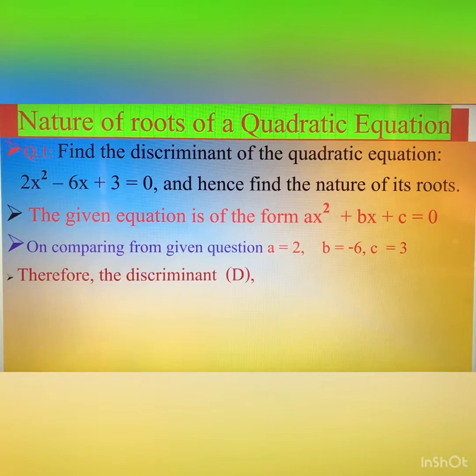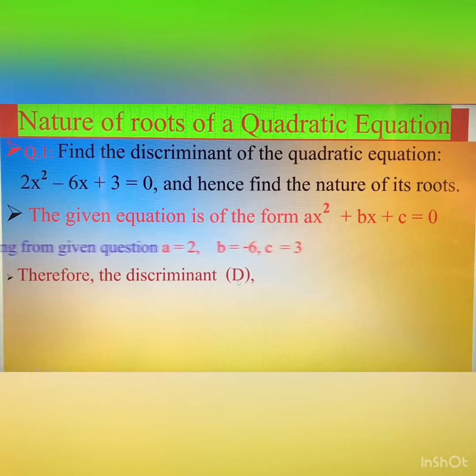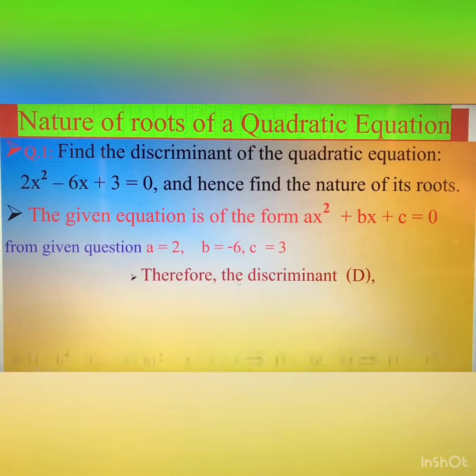So from this given equation, we will compare it with the standard equation ax square plus bx plus c. Here a is 2, so the value of a is 2, and b is minus 6, it means b equal to minus 6 and c equal to plus 3. So these are the values of a, b, c.